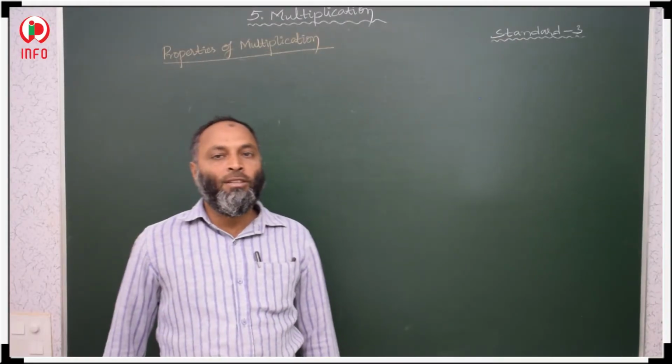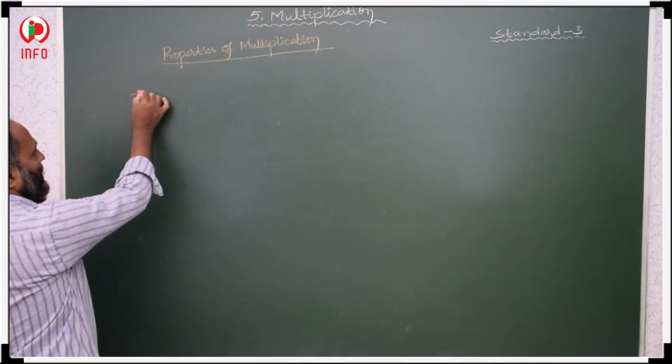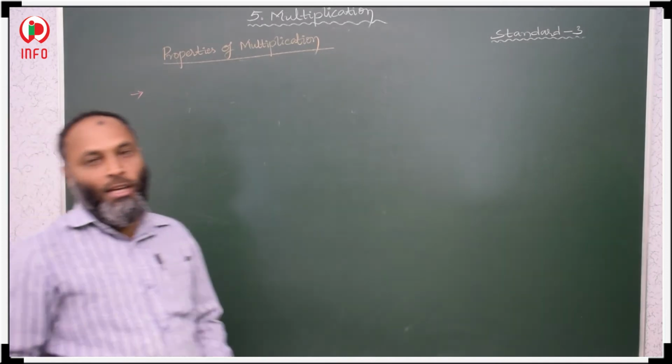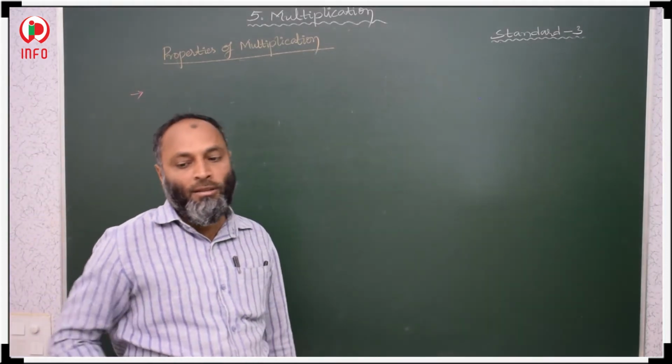Definition of properties of multiplication. So what are the properties in multiplication? First property: in multiplication, if the order changes, then the product remains constant.